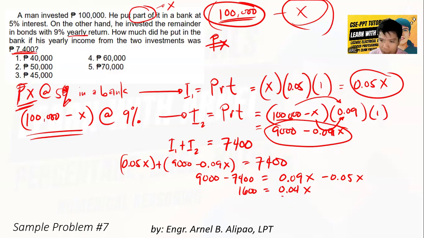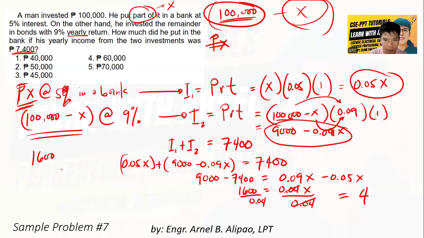So what are we gonna do so that we can get the value of X? Divide both sides by 0.04. So therefore, our X is equal to 1,600 divided by 0.04. So you count 2 places to the right, and then 16 divided by 4 is 4. Right? So how much did you put in the bank? We get 4, right? Now let's see.